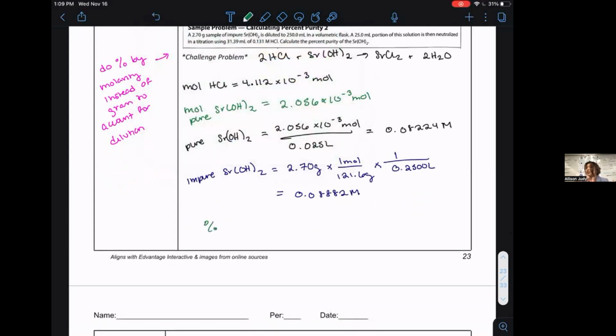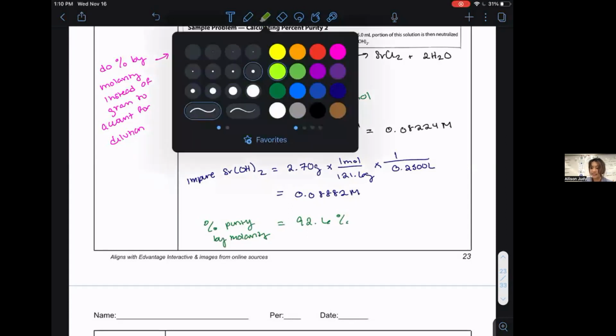And then all I do is percent purity by molarity, because you're basically doing a similar amount of work. You could have converted the molarity to grams, but it's kind of just easier because we do want to account for the dilution. So you'd be doing an extra step to go back to grams. Okay. So what we do is percent purity by molarity for this diluted challenge problem. And we get a value of 92.6%, which is exactly what Joy got, which is exactly correct.